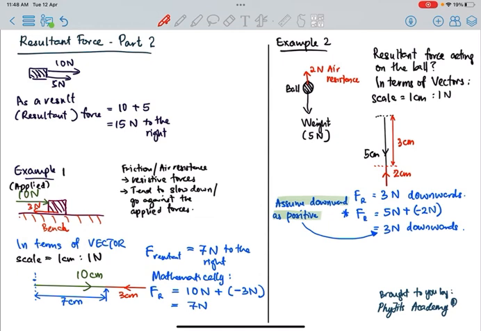In our next video, we will be learning about resultant force for forces which are acting in different directions. So maybe one is acting to the right and one is acting upwards, or one is to the left and another one is downwards. How can we find the resultant force if the forces are acting in different directions?